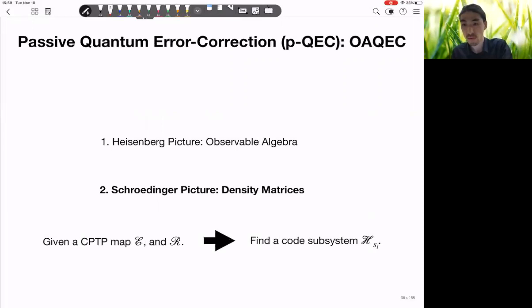Okay. So here we're going to discuss the Schrodinger picture. In the Schrodinger picture, given E and R, that's the same as for the Heisenberg picture. Now we want to find the code subsystem. And code subsystem is actually a generalization of code subspace, which we will see soon.